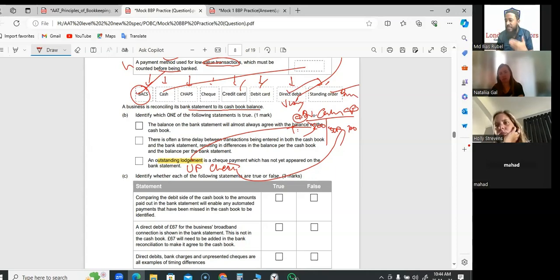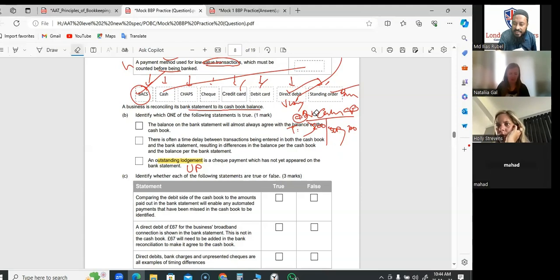Unless we check the bank statement, we don't know. So these are called bank items. So in a bank reconciliation, at first you need to update your cash book, then do the bank reconciliation. Okay, with that note, let's try to do this question here.